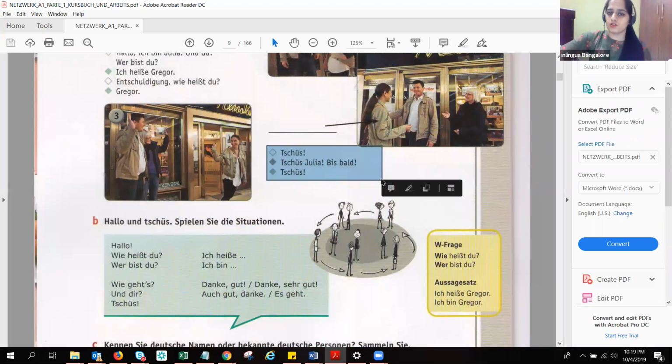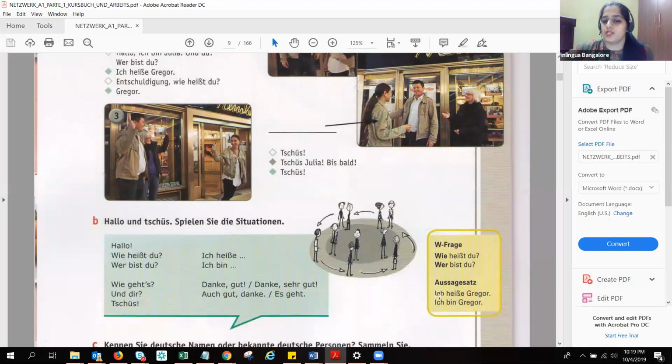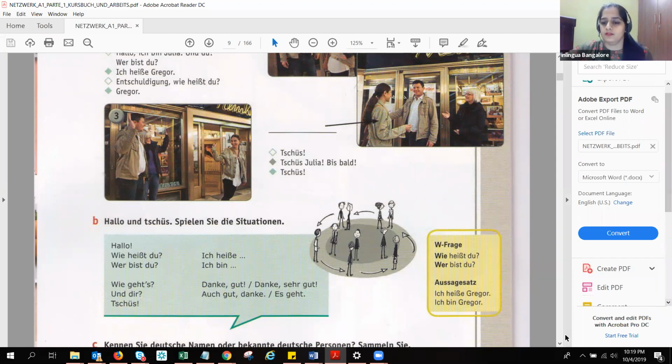Okay. So these are the small conversations which are given here in the book. So you can even make these conversations with your friends or if somebody knows German. In fact, if somebody doesn't know German, you can speak by yourself to practice the pronunciation. So see here what we have done today: W-Fragen and Aussagesätze. In W-Fragen, first we have the W word, wie or wo, then the conjugated verb, and the pronoun. Okay, in Aussagesätze, we have the subject, the conjugated verb, and the object, if there is any. Okay, so this is what we have done.